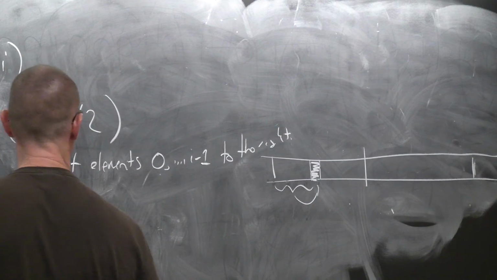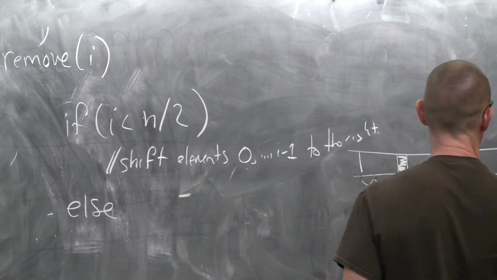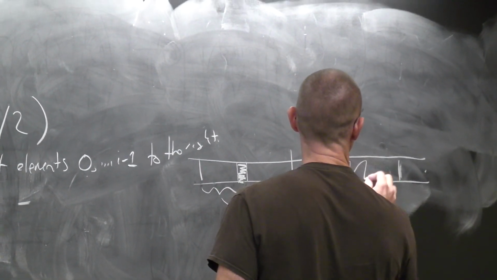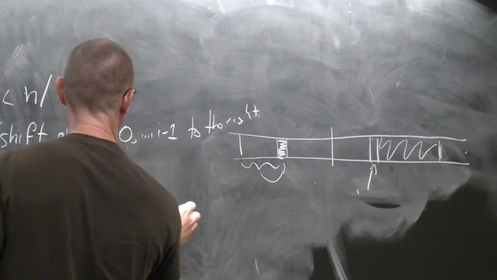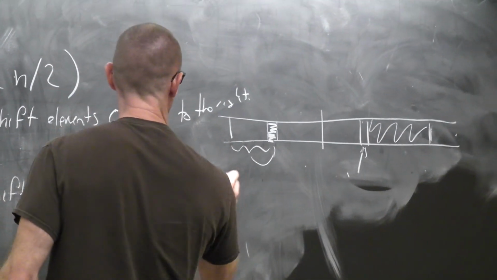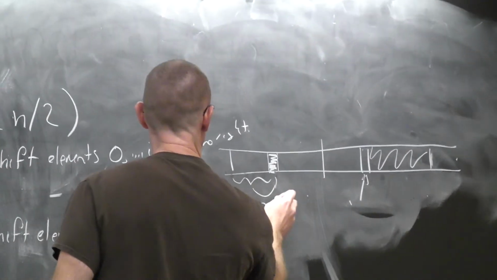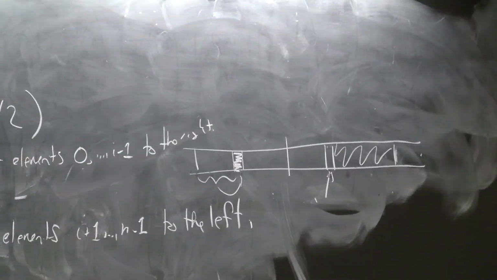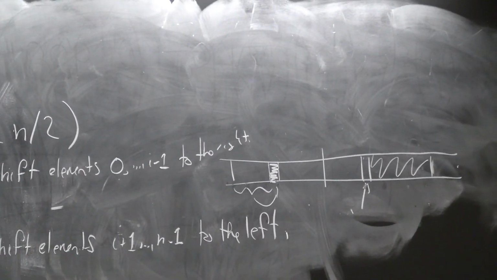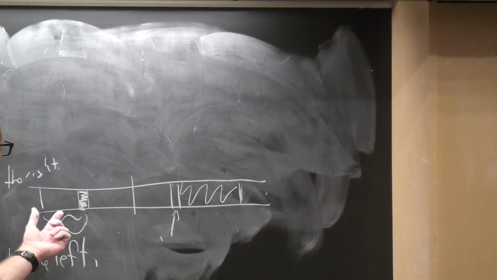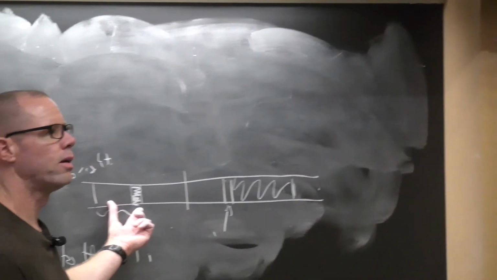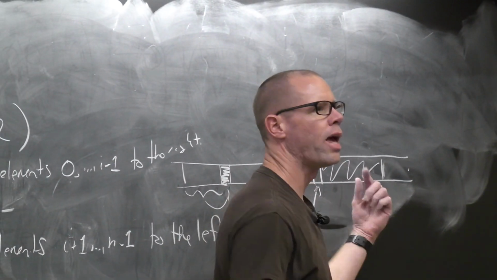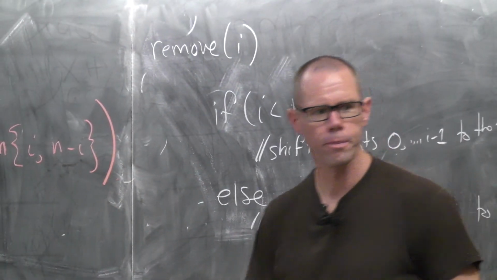Otherwise, I is over here in the second half. I should take these items that come after I to the left. And then manipulate j and n appropriately so that things work. So if I'm shifting to the right, j has to increase and n has to decrease. If I'm shifting these guys to the left, then only n has to change. J doesn't have to change.